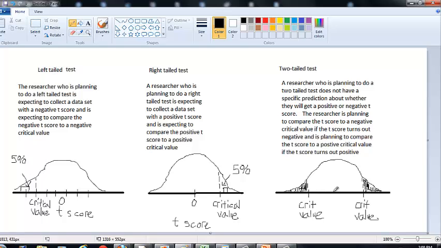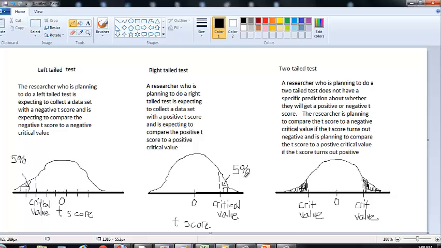If the t-score turns out negative, they check to see if they're beyond the negative critical value in this rejection region. If the t-score turns out positive, they check to see if they're beyond this critical value in the positive rejection region. So the researcher is basically hoping to get an outcome in either rejection region in a two-tailed test, because an outcome in either rejection region will let the researcher reject their null hypothesis.